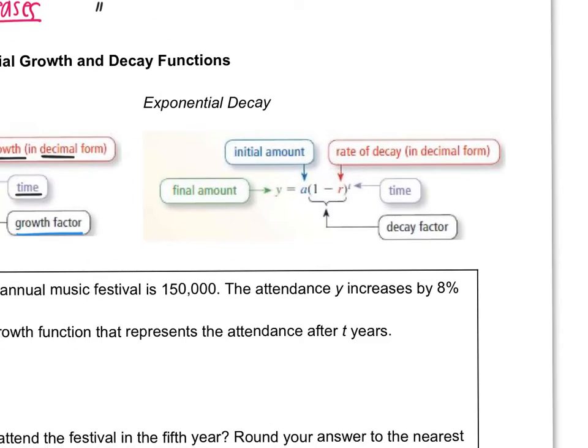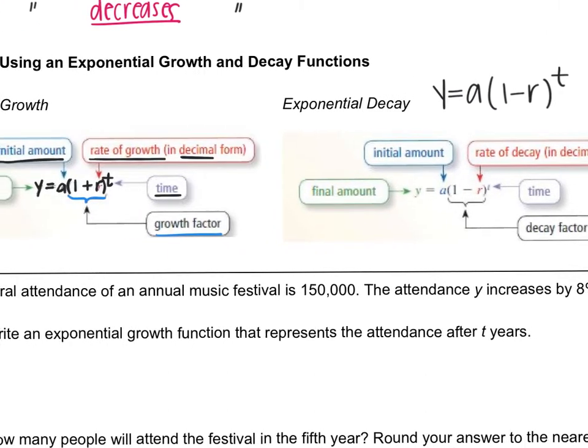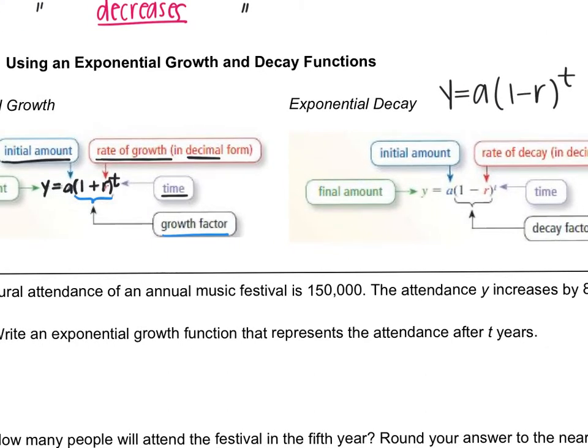Again, if you can't read those, you might want to write them down up here or wherever you have some extra space, because we're going to use those a lot in this section and as we move forward. These are the exponential growth and decay functions: a times 1 plus r to the t, and a times 1 minus r to the t.